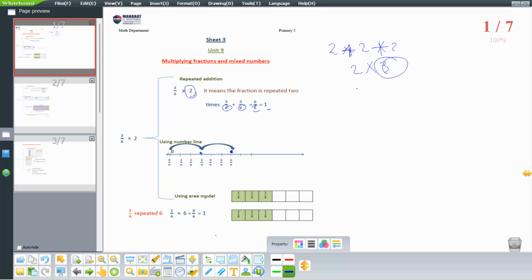Using the area model, here we have 3 over 6. We draw a rectangle with 6 parts and shade 3 parts, 3 over 6. Then draw another rectangle, divide it into 6 parts also, and shade 3 parts. So here we have 3 parts and here we have 3 parts, 1, 2, 3, 4, 5, 6. So it will be 6 over 6, which is 1.